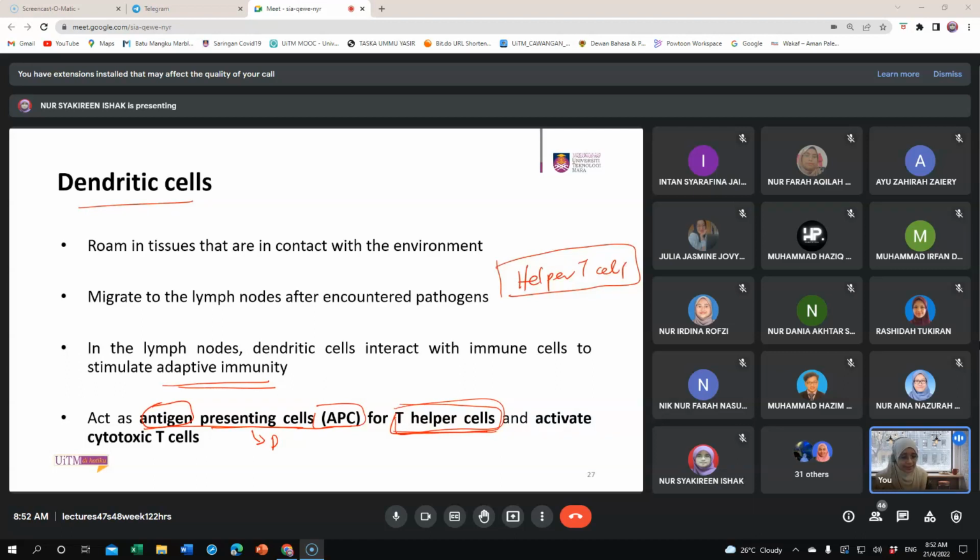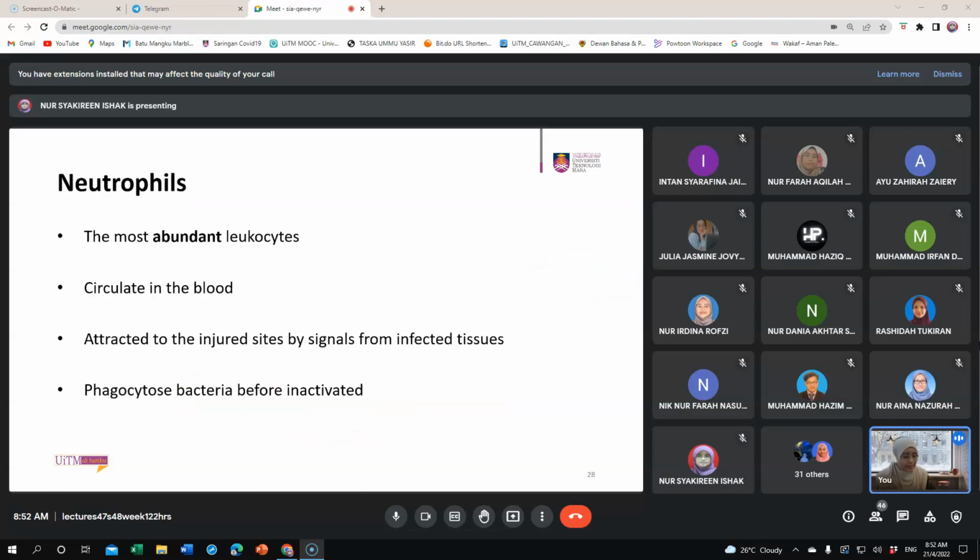Okay, T helper cell activates the cytotoxic T cell. So the helper T cell will bind to the antigen presented by the APC. The helper T cell activates another cell, which is the cytotoxic T cell, for example. So once the cytotoxic T cell is activated, it goes to the infected host cell to destroy the infected host cell, for example. So the detailed mechanism we are going to look at in the third line defense.